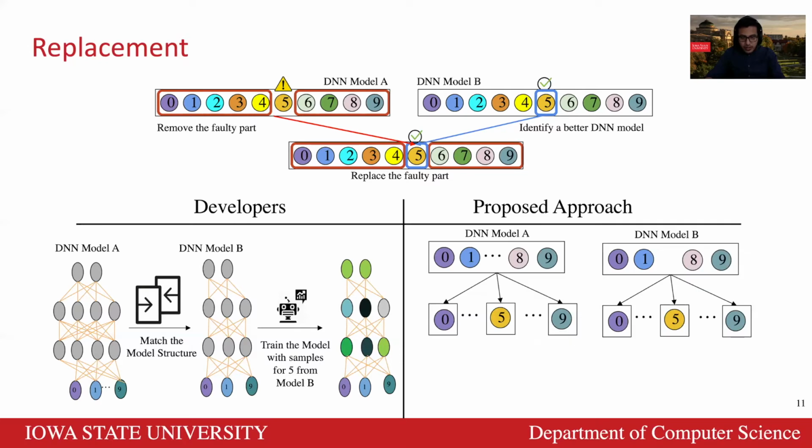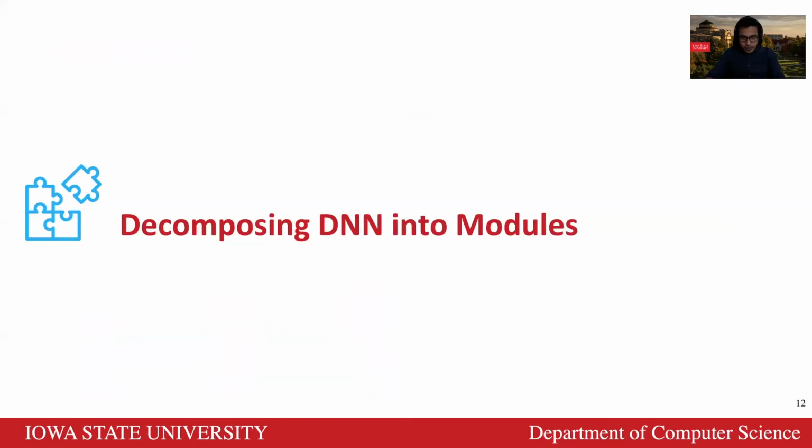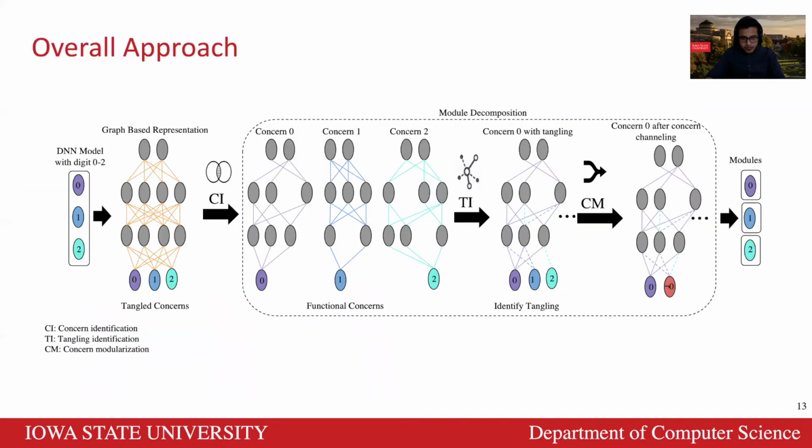However, by decomposing a DNN model into modules, we can simply replace module 5 in DNN model A with module 5 from DNN model B. Now, we'll discuss the approach to decompose the DNN model into modules.